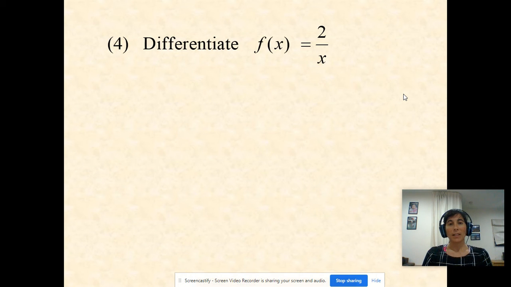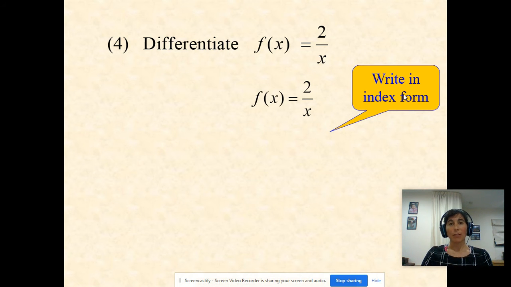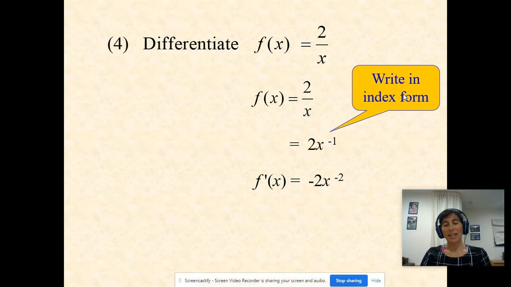Example 4. Differentiate the function 2 over x. So again, we want to write this in index form. So x to the power of 1 is on the bottom line. Let's bring it on the top line. So it becomes x to the power of negative 1. So then if we look to differentiate this, multiplying the negative 1 times 2 gives us negative 2, taking 1 off the power, making it more negative.